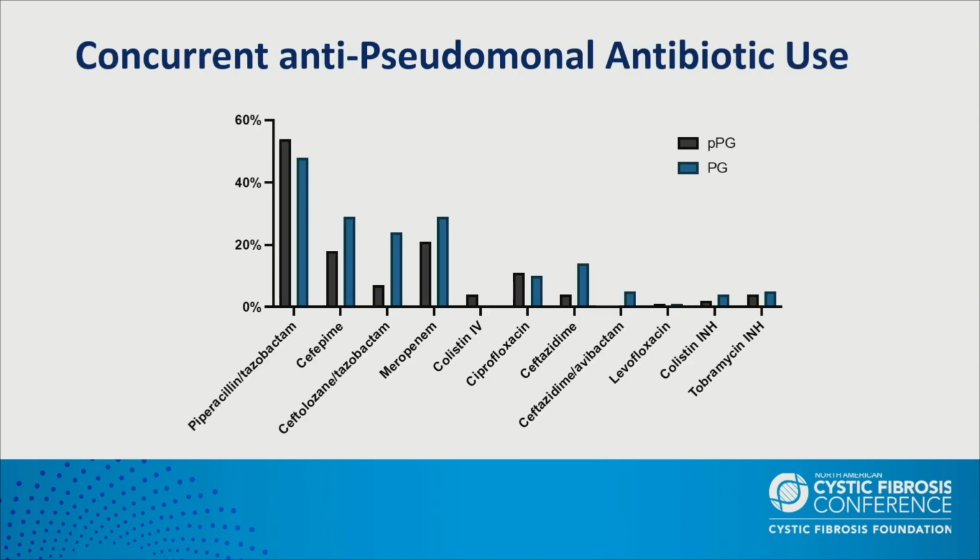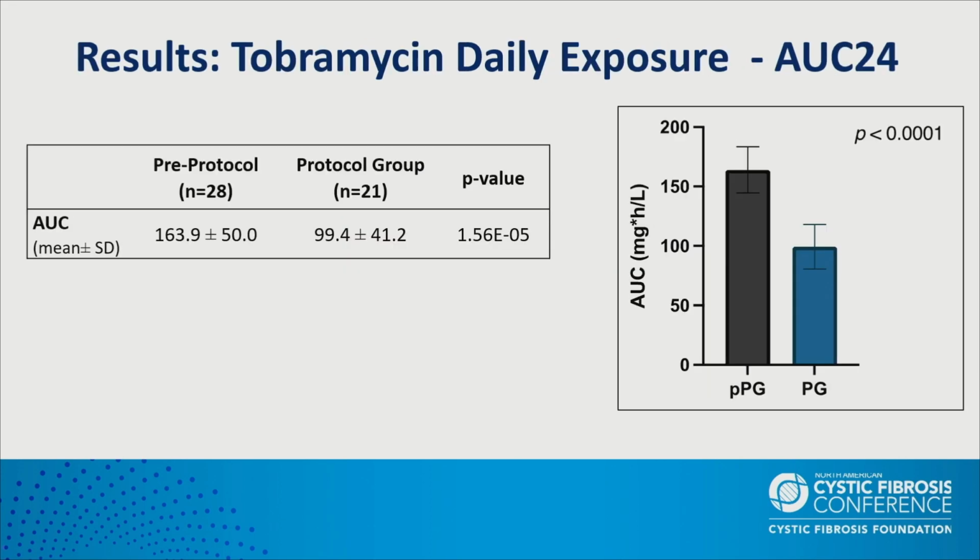And this next slide here depicts the concurrent anti-pseudomonal agents that were used during our patients' admission. So all patients did receive dual anti-pseudomonal therapy, combining tobramycin with typically a beta-lactam, most commonly piperacillin tazobactam. And the antibiotic choice was really driven by previous history as well as susceptibilities. So looking at tobramycin daily exposure between the two groups, we saw a significant difference between the pre-protocol group with an AUC of 164 and our protocol group with an AUC of 99.